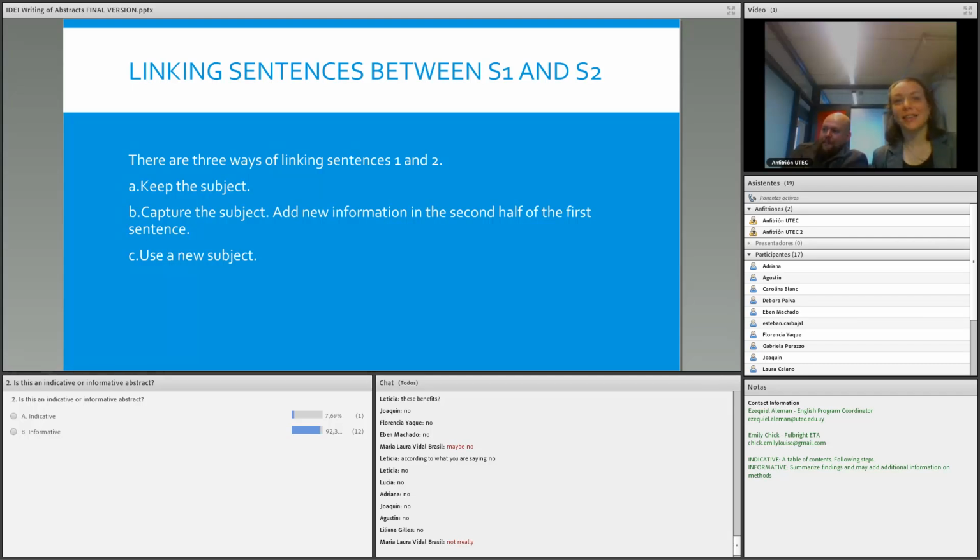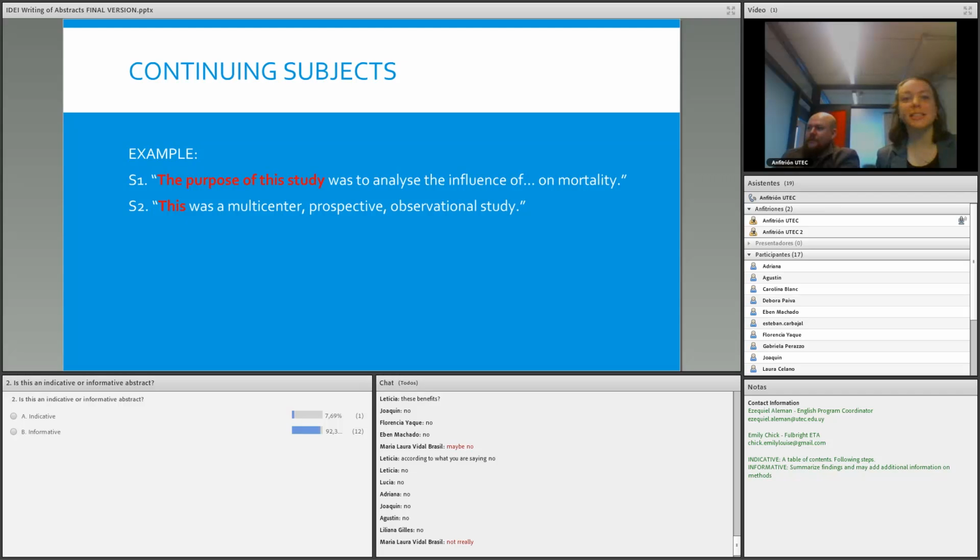All right. And so when you're continuing with subjects, an example of that would be the first sentence is, the purpose of this study was to analyze the influence of something on mortality. And continue saying, this was a multi-center perspective observational study. So in both of those sentences, you're talking about the study, and the second sentence is just used to provide more information about the study, the topic of the first sentence. So basically by using this, that, these, or those, you're keeping the same subject. Okay.